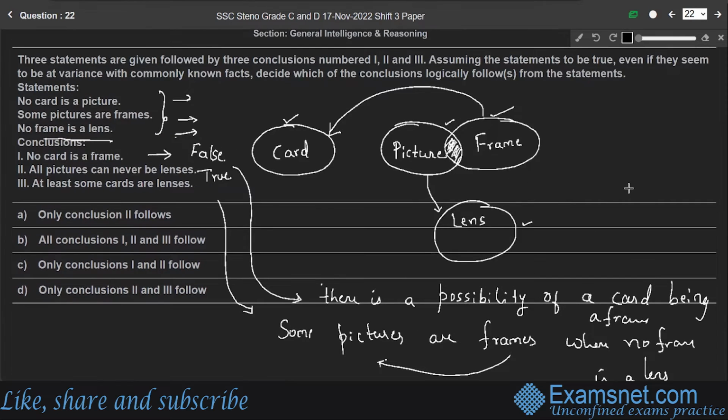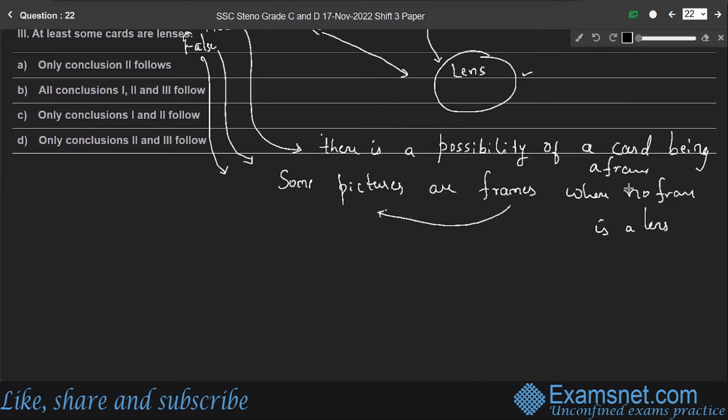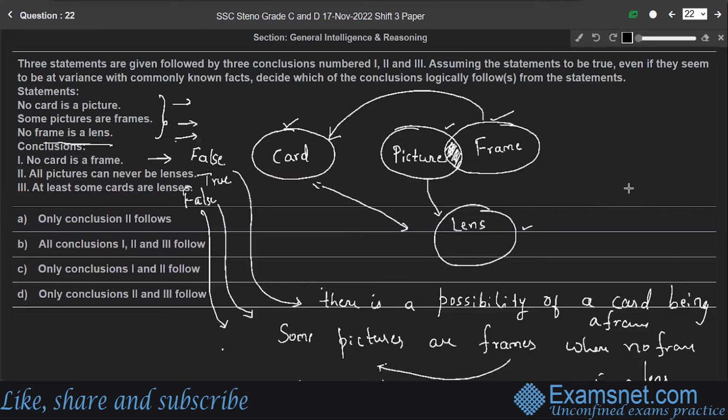And the third one, at least some cards are lenses. At least some cards are lenses, which is false. Some cards are lenses, which is false, because there is no relation between card and lens according to the statement. Therefore, false one. The reason is no relation between card and lenses. Hence, only the second conclusion follows. Option A is the right answer.